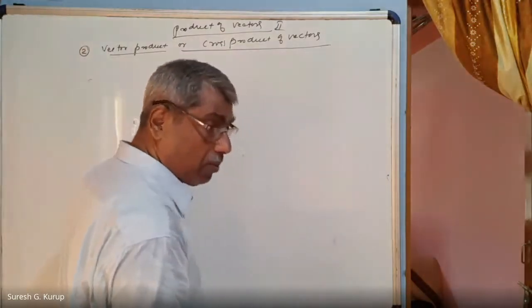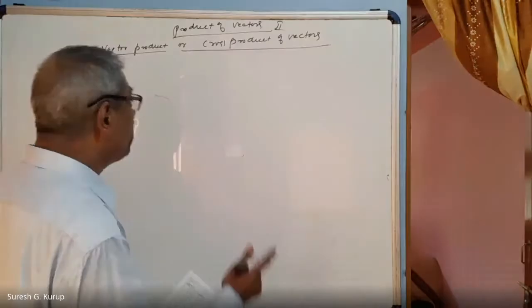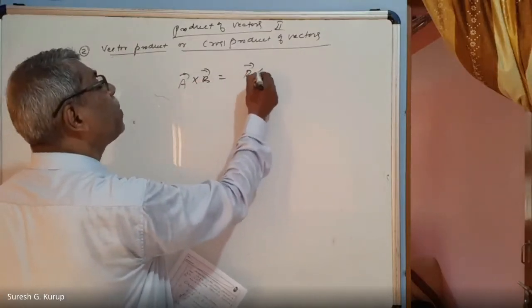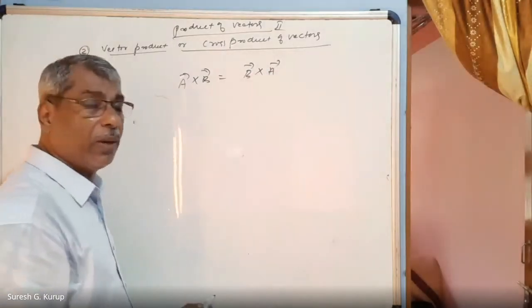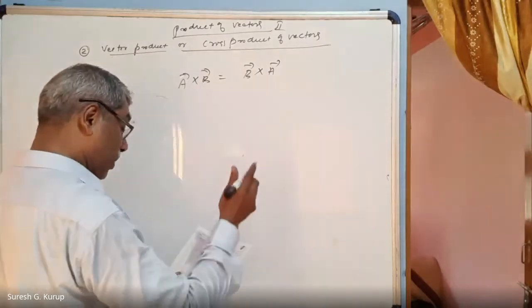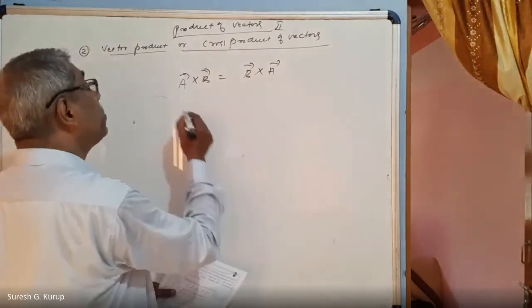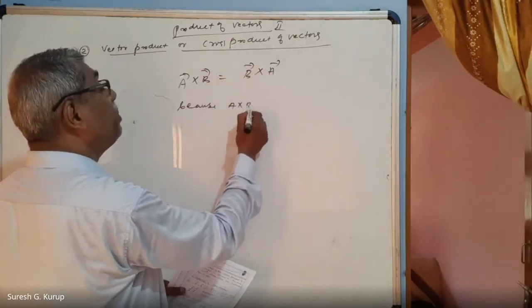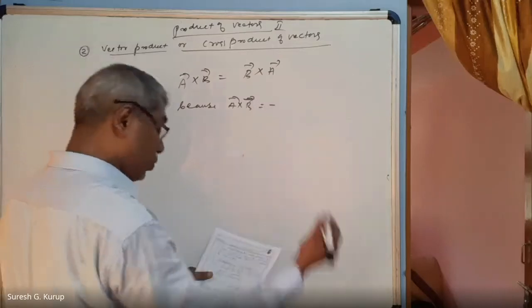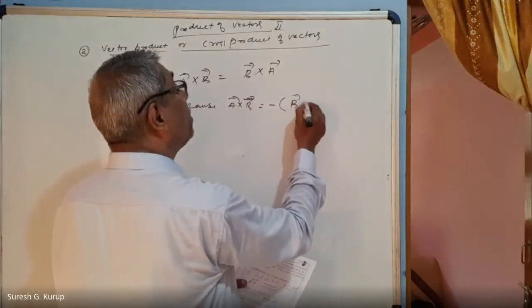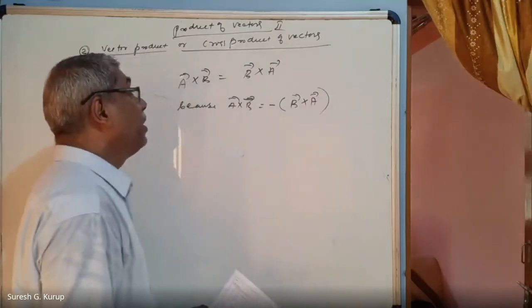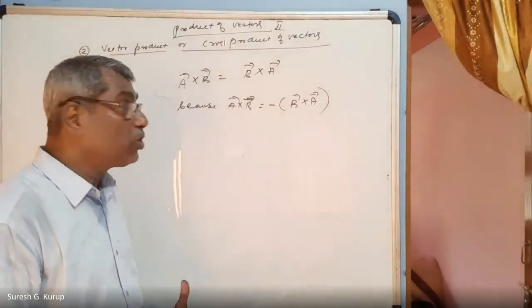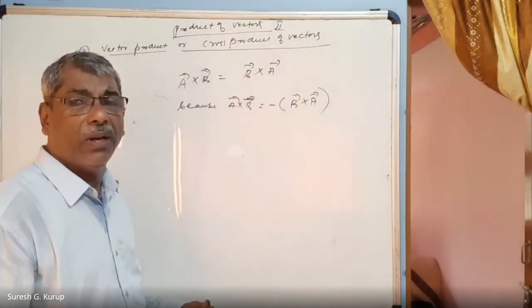Properties of the cross product of two vectors are these: A cross B is not equal to B cross A, because A cross B is equal to minus of B cross A. A cross B is equal to minus of B cross A. So that is why A cross B cannot be equal to B cross A.